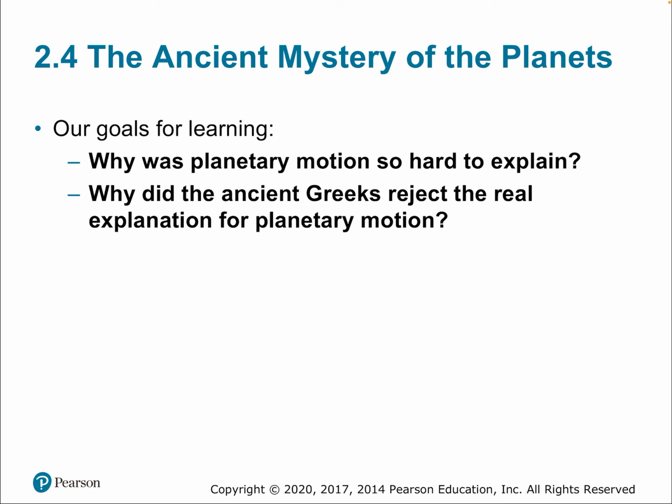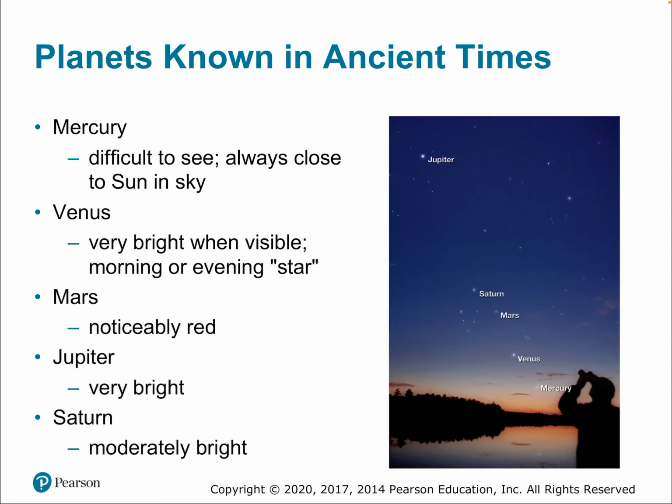and really talking about apparent retrograde motion, this idea that planets over many nights appear to drift backwards in the sky or drift towards the east. So why was planetary motion so hard to explain in the past? That would be hundreds of years ago, before the Copernican revolution. And why did the ancient Greeks reject the real explanation for planetary motion?